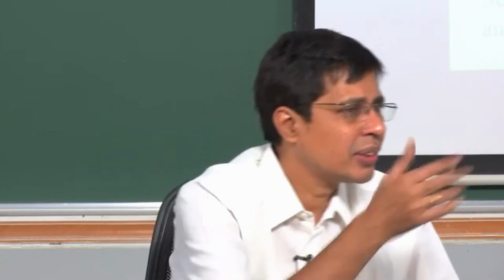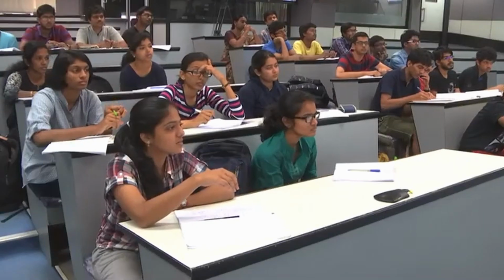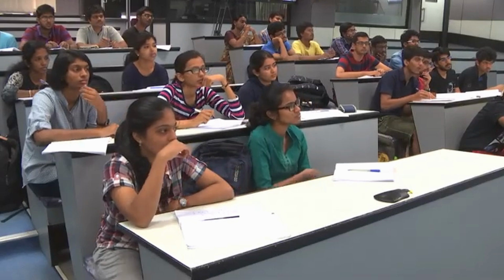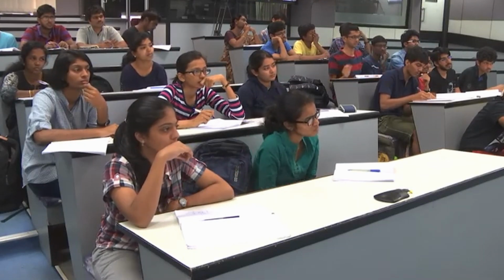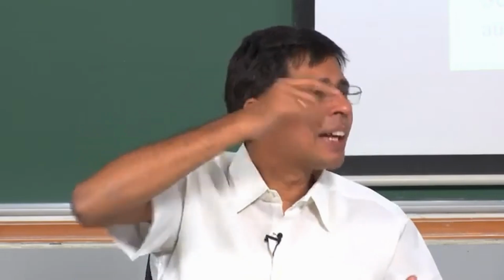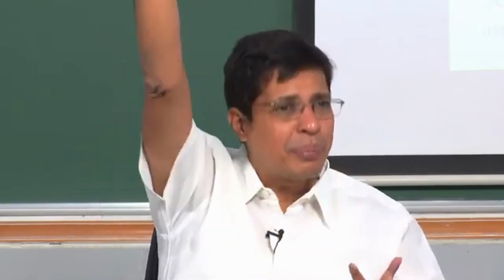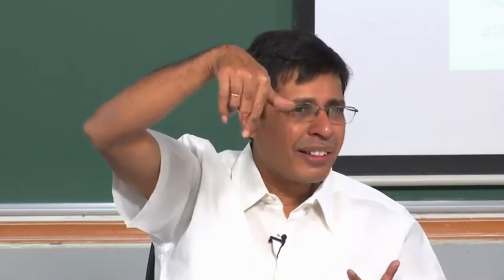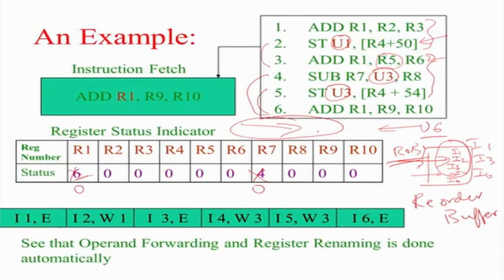Right. Question: what's the meaning of the reorder buffer committing something? Committing means that the value is in the reorder buffer, waiting for some instruction to finish. Once it finishes, I flush it out and put that value into R1. So that's what we mean by committing. The latest value of R1 will not be in R1, it will be in the reorder buffer. Once this is over, I will go and commit it in R1.